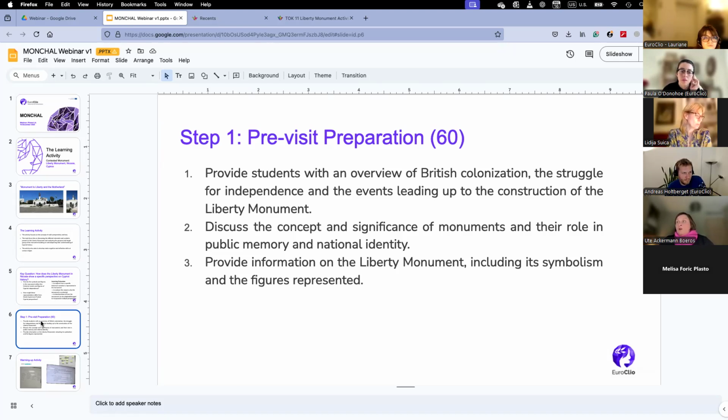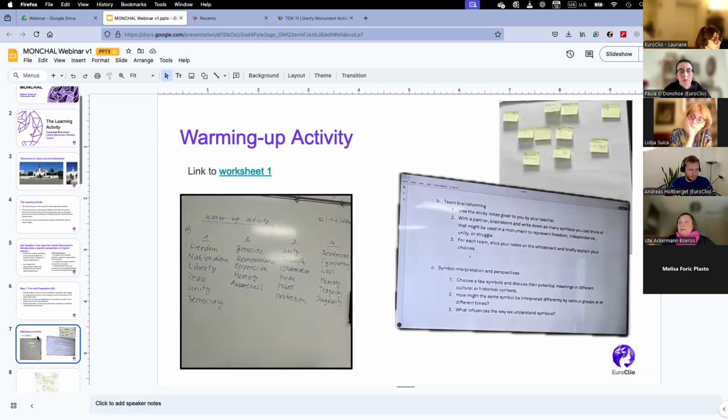So we wanted, in this first step, to discuss the concept and the significance of monuments and their role in public memory and national identity. So what does it mean for Cypriot national identity? And as you can see, students need to first familiarize themselves with Cypriot history. They also got information about the Liberty Monument, and we were looking at the symbolism of the monument and the figures it represented. And this is our warm-up activity.